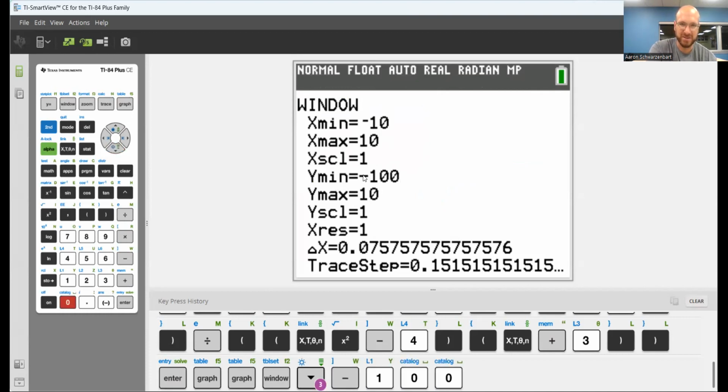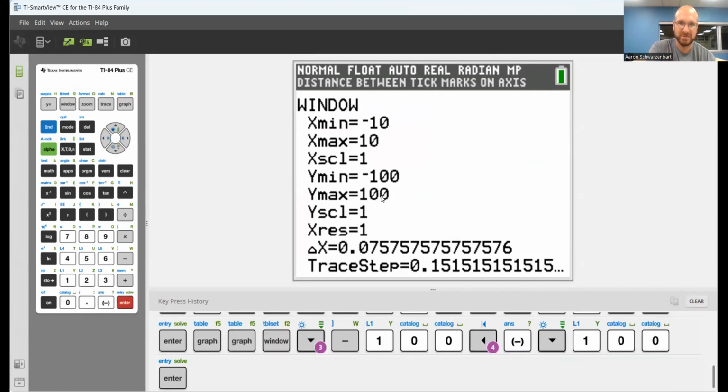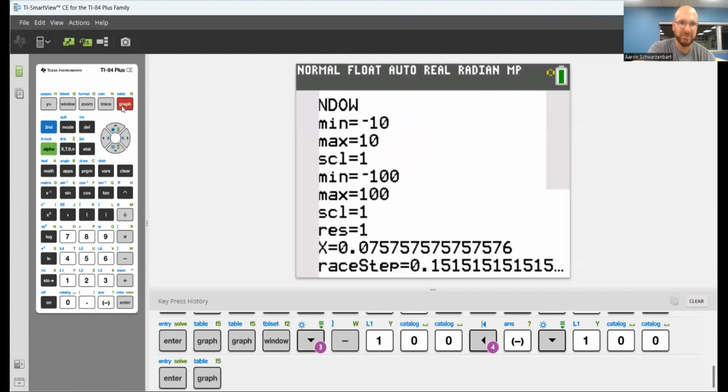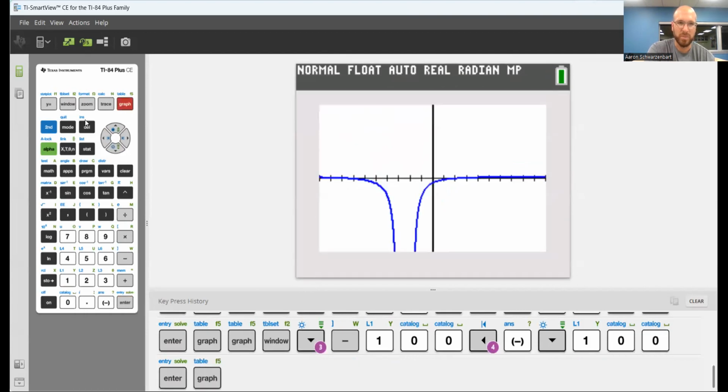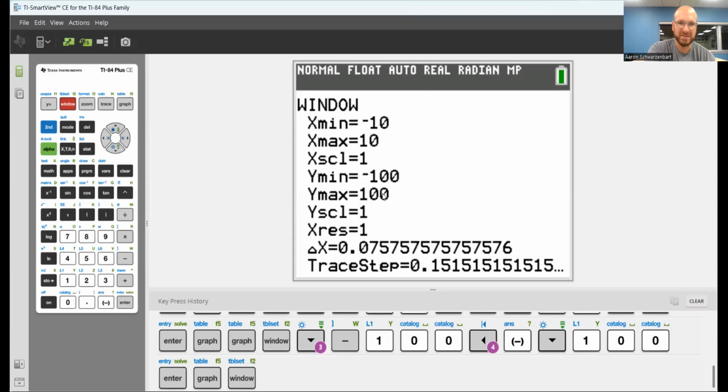I can't use that, but can't use the minus button. It doesn't work. And I'm going to go down to 100. And we'll see. Nope, not big enough. Let's do 500. And 500.